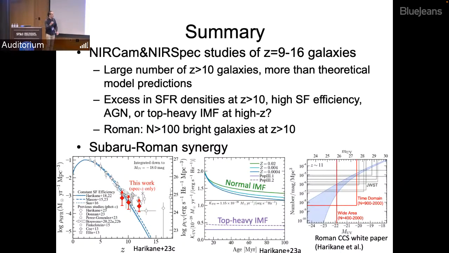JWST is now finding many galaxies beyond theoretical model predictions, which can be explained by high star formation efficiency, AGN, or a top-heavy initial mass function. And Roman can find more than 100 or 1,000 bright galaxies at redshift beyond 10.